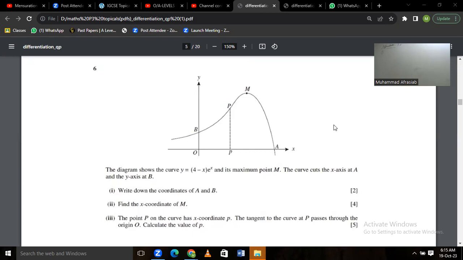Part 1. Write down the coordinates of A and B. Part 2. Find the coordinates of M. Part 3. The point P on the curve has the x-coordinate p. The tangent to the curve at P passes through the origin O. Calculate the value of p.